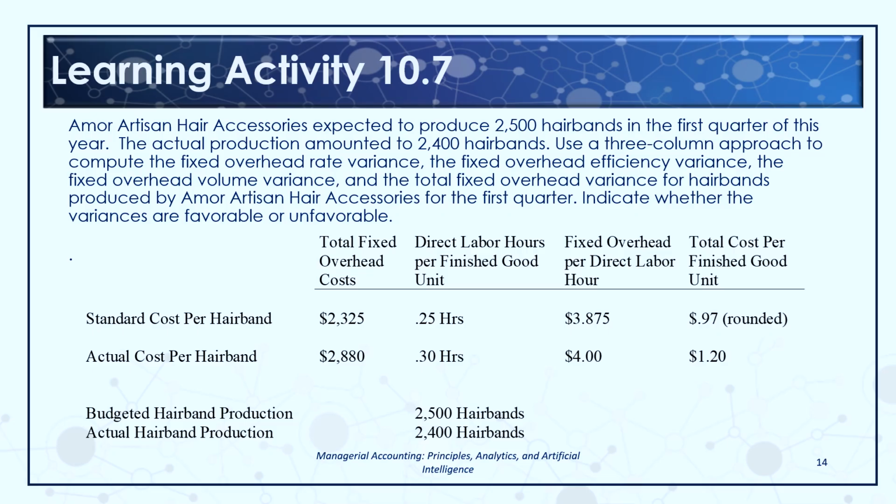Now let's complete learning activity 10.7. Compute the fixed overhead rate variance, fixed overhead efficiency variance, and fixed overhead volume variances along with the total fixed overhead variance. Use the three-column approach and label each variance as favorable or unfavorable. Pause your video here, and once you're finished, compare your answers with the solutions provided at the back of Chapter 10.